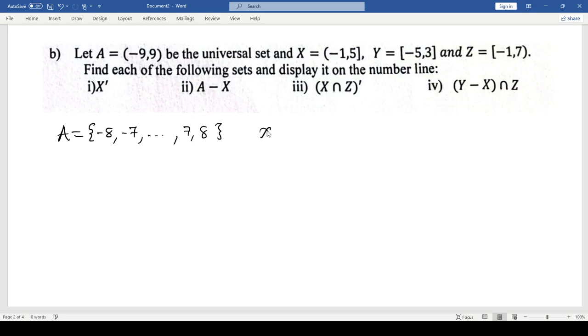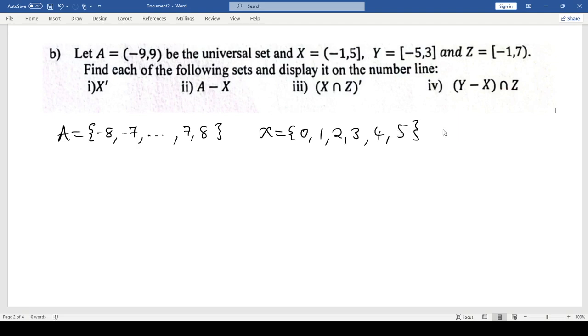Then for x here, -1 is not included, so meaning that we're going to start from 0. Then 5 is included in this set, so we start from 0 all the way up to 5. So this set here we're going to have 0, 1, 2, 3, 4, 5 like this here.